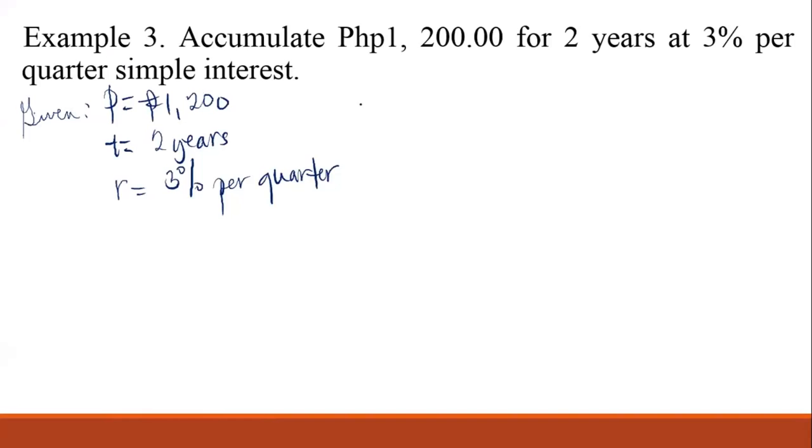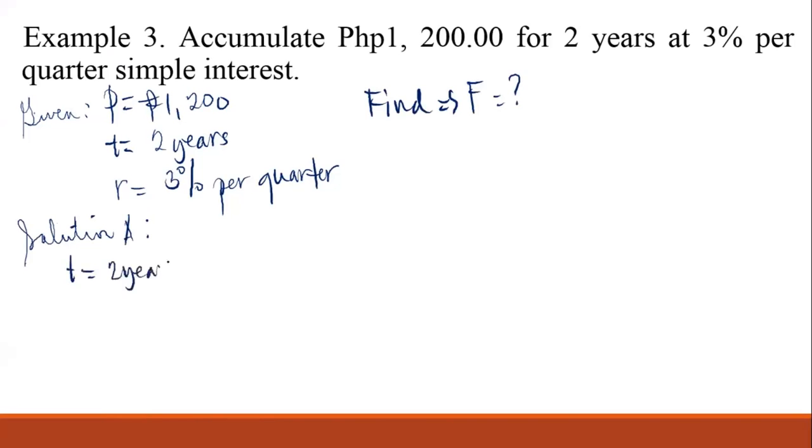Okay, so we are going to find the maturity value. We have our first solution. For our first solution, anong gagawin natin? We have to convert. So convert muna natin si time, yung term natin, to quarters to agree with the rate that is expressed per quarter. Okay? So, T is equal to 2 years.